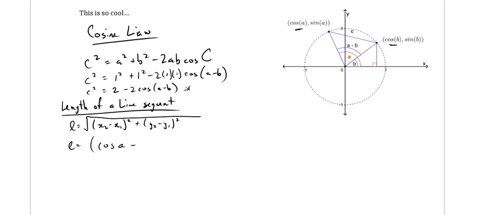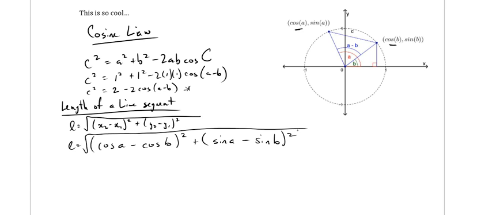And then there's x2, right? So cos of B squared plus sine A minus sine B all squared, and it's still the square root of all that. Oh, and I should have changed that from L to C. So all I've done is subbed in.